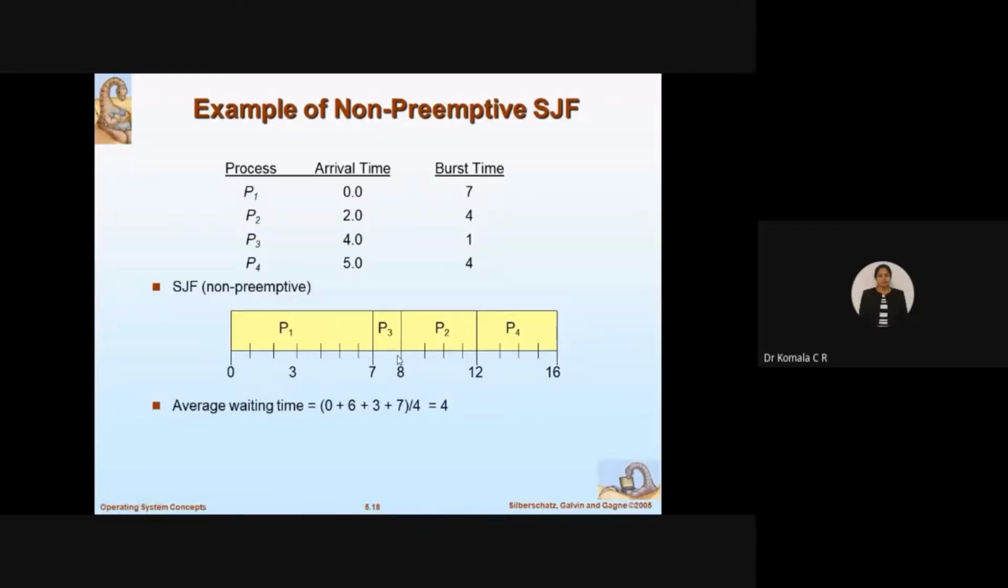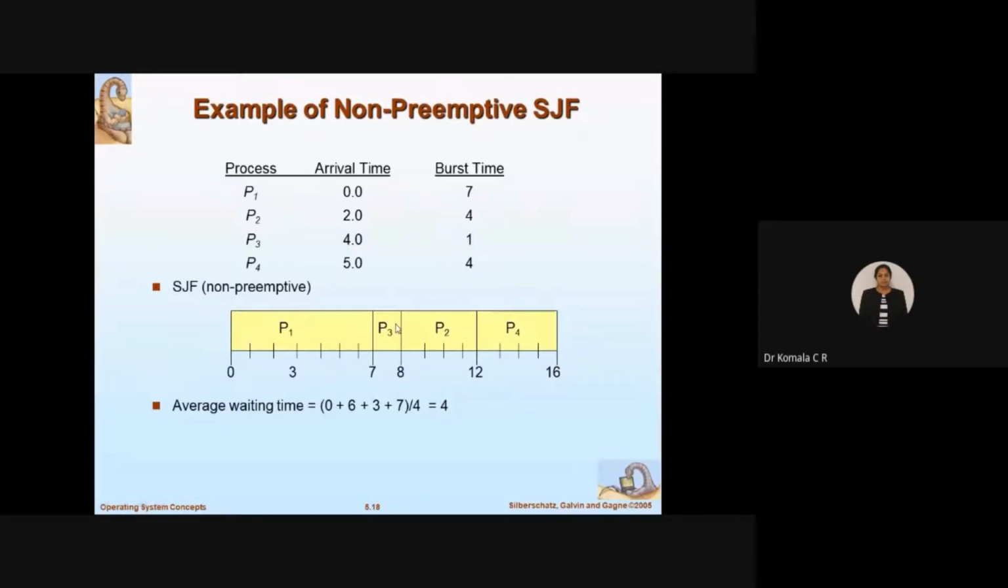See, why am I not preempting P2 here? I know that P4 also requires 4 slots, but because of non-preemptive, once I started with P1, I completed it, and only then I started with P3. And anyway, there was no question of preempting because no other job arrived between 7 and 8.